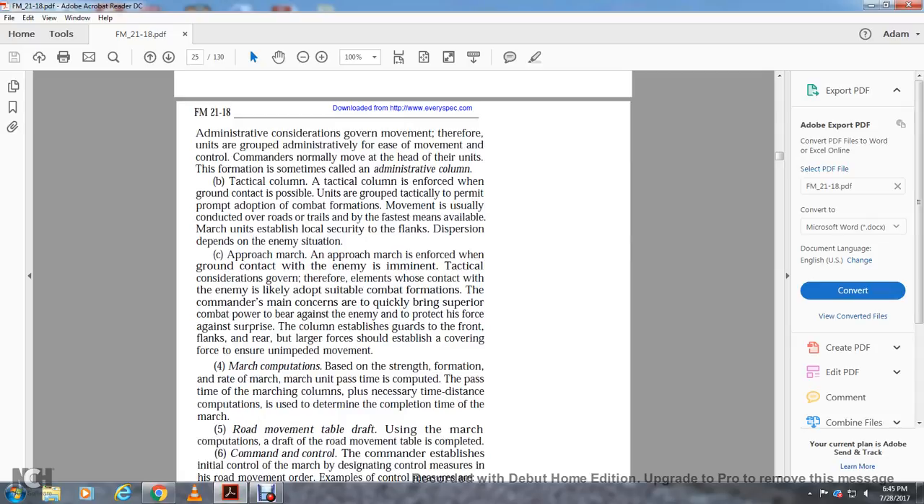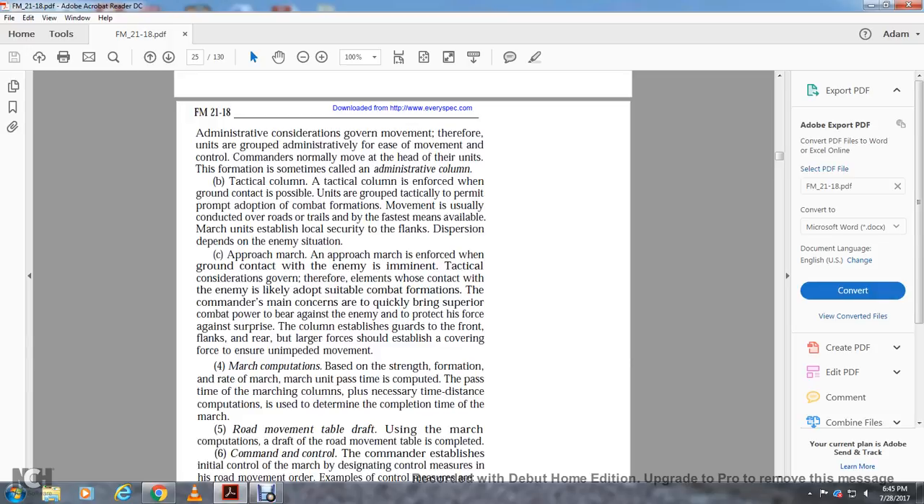Movement is usually conducted over roads and trails by the fastest means available to march units. Establish local security, security of the flanks. Dispersion depends on the enemy situation. Approach march: the approach march is employed with ground contact with the enemy. Intermittent with the tactical considerations cover those elements. Therefore, elements whose contact with the enemy is likely adopt a suitable combat formation.